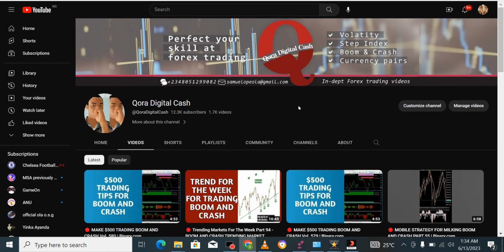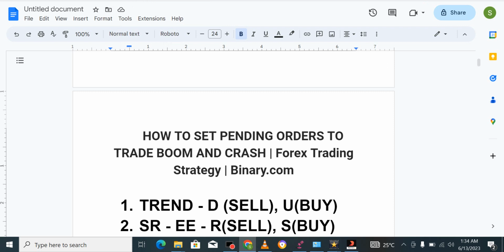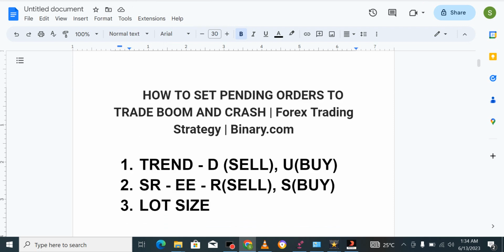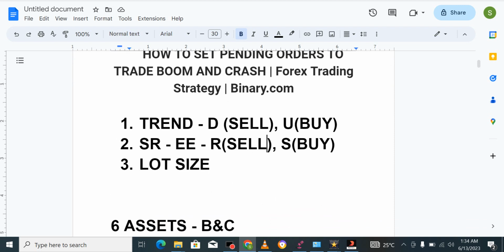So guys, quickly let's go straight into what we have right here. Like I said earlier on, we will be checking out how to set pending orders in order for us to trade boom and crash successfully. And before we head on to the chart, let me quickly tell you this. These three things are very important in trading. I want to keep on laying emphasis on these three trading tools, so that you will understand how to go about it, so as to have successful trading activities.